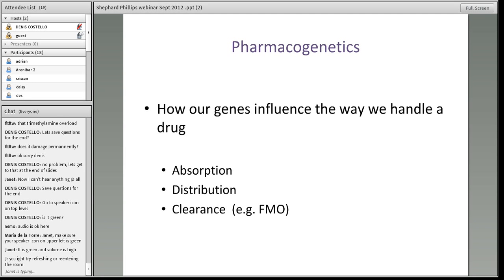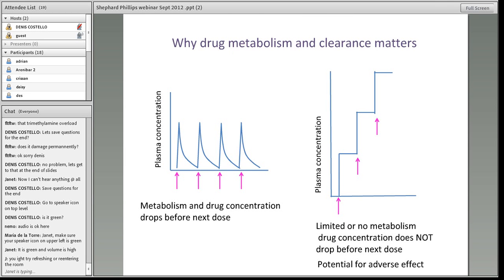And there are lots of proteins that are involved in these different processes, but clearance is one in which the FMO proteins are involved. And so changes in your FMO proteins could influence the way in which you clear a drug. Can I have the next slide, please?